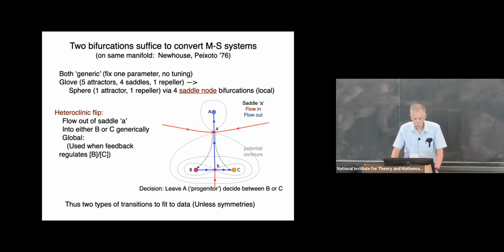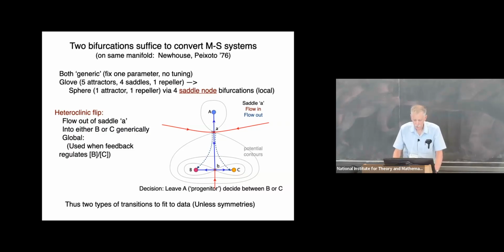The first one is just what's called in the trade a saddle node. It's the glove to a sphere, so that you all have seen before. The other one, which you have also implicitly seen but not perhaps articulated, is this heterochronic flip. That is termed a global bifurcation because it changes the connectedness between the various rest points.